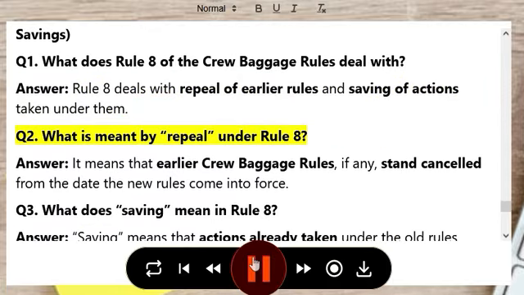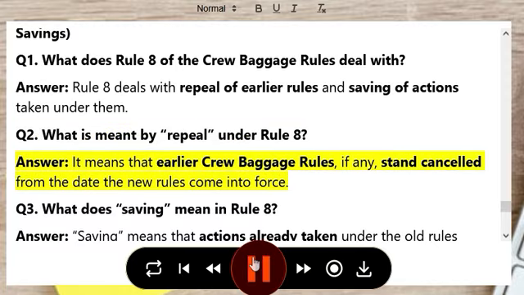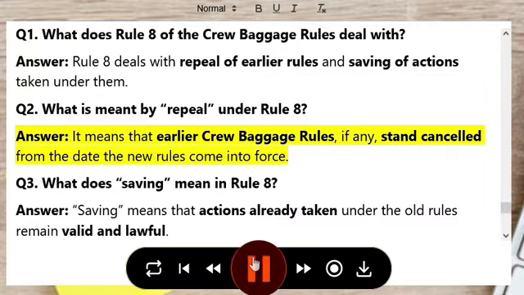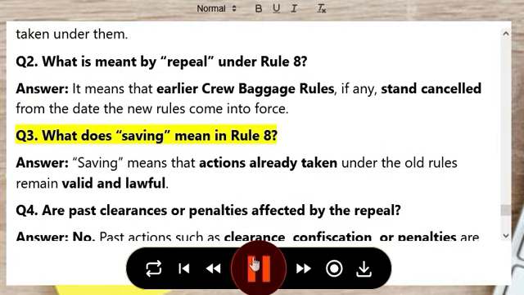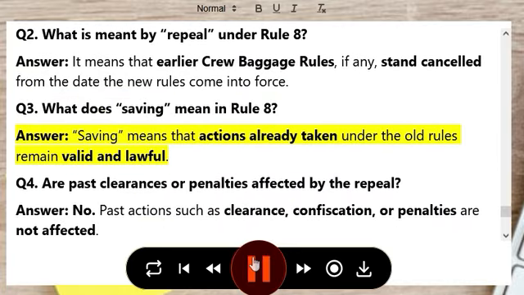Q2. What is meant by repeal under Rule 8? Answer. It means that earlier crew baggage rules, if any, stand cancelled from the date the new rules come into force. Q3. What does saving mean in Rule 8? Answer. Saving means that actions already taken under the old rules remain valid and lawful.